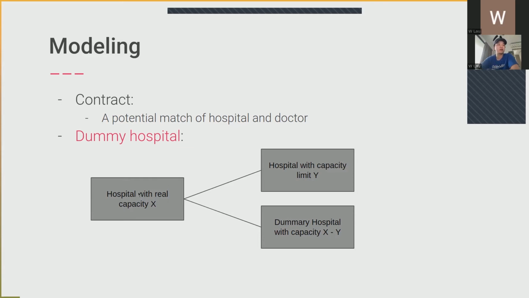So originally we have the hospitals with real capacity X. So this is the true capacity of the hospital. And then this hospital is divided into two. One is a hospital with the capacity limit Y imposed by the original solution. And then the redundancy, or the extra capacity, is created. Sorry, there is a typo, but it doesn't matter. Basically, it's a dummy hospital with capacity X minus the limit Y imposed, so that we have an extra hospital that's present compared to the original solution.